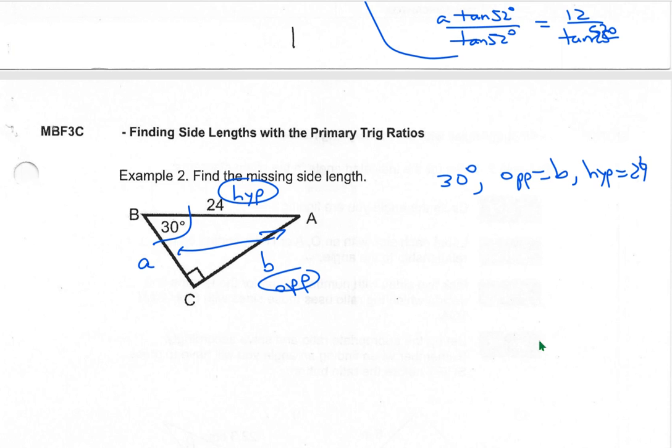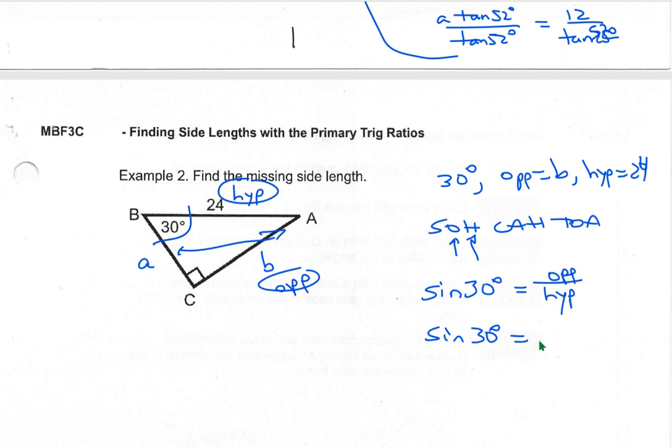So if I have opposite and I have hypotenuse from SOH CAH TOA, which one is it going to be? Which one of them has opposite and hypotenuse? This one. So we're going to say sine, not sin. It's sine 30 degrees equals opposite over hypotenuse. Sine 30 degrees equals little b over 24.